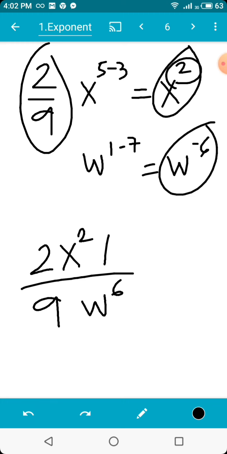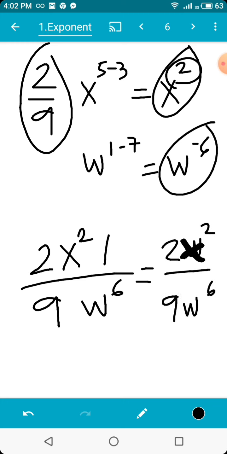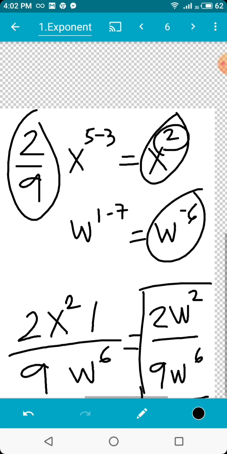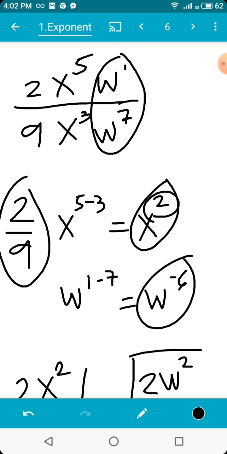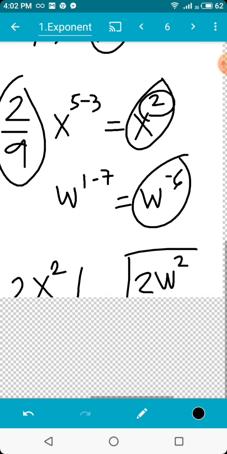So, basically, the final answer is 2x squared over 9w raised to 6. Okay, so this is how we simplify our expression 2x raised to 5w over 9x cubed w raised to 7. Alright?